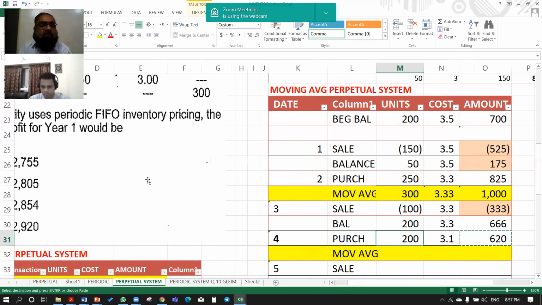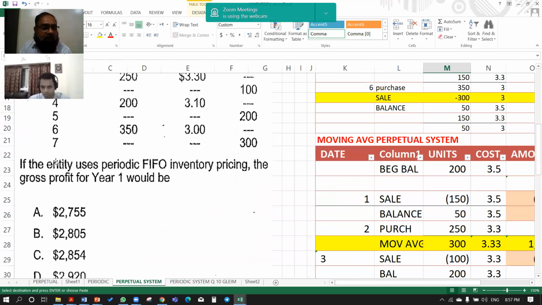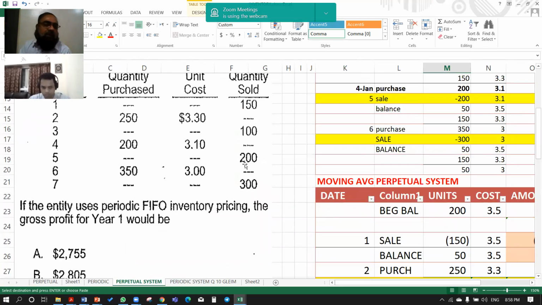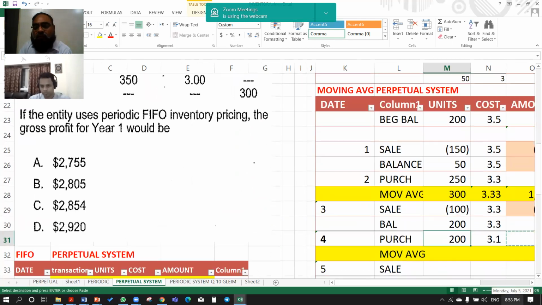Before the sale, we have to find out the moving average, right? Whenever the sale is coming, let's say one more purchase, we'll record the purchase first. So whether it's two lots, three lots, four lots, as many lots as there are, you keep recording purchases. Once the sale is coming, find out the moving average. So now we can find out the moving average.